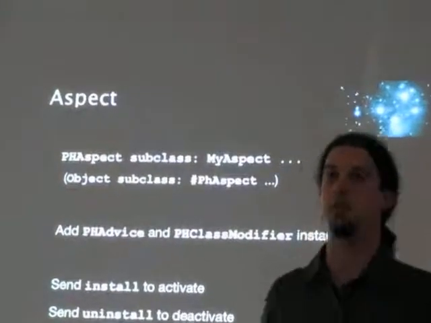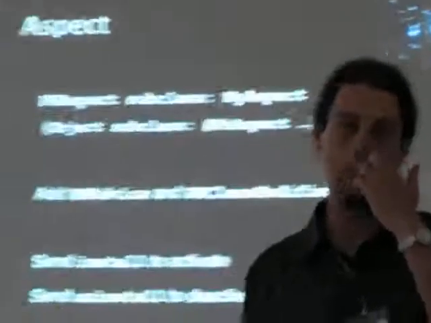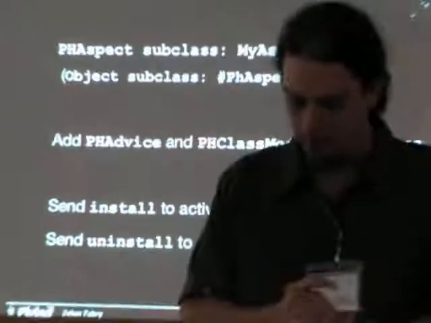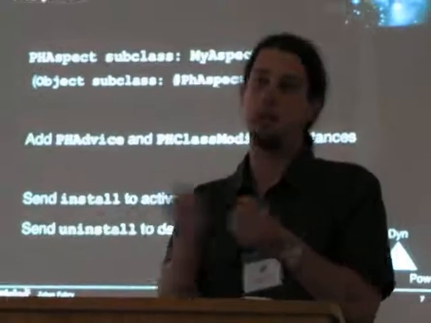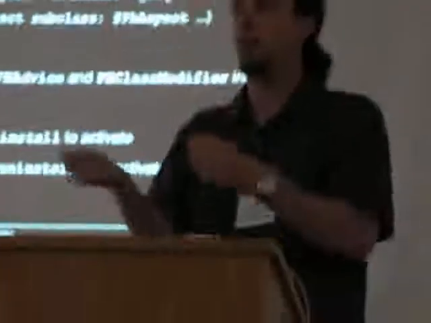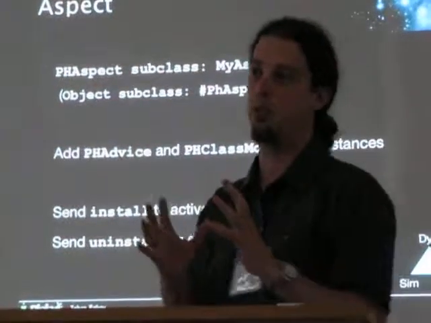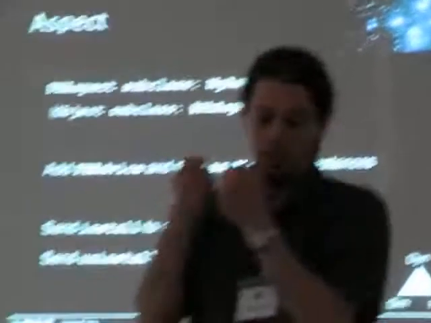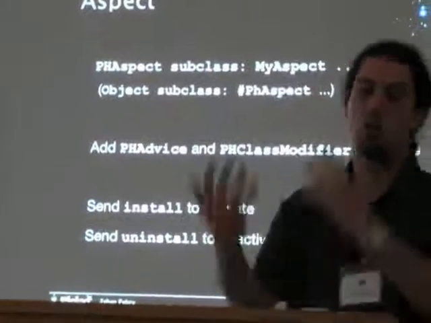An aspect is a class. If you want to have your own aspect, you just subclass the PHAspect class, and the PHAspect class is basically simply a subclass of object. What you do there is you make pointcuts, you make advice, and you add them. They have an add message, add pointcut, add advice, and then you have an aspect running around in your system. It has a number of pointcuts, it has a number of advice, and if you want to make this run, you send it the install message. If you want it no longer to run, you send it the uninstall message.